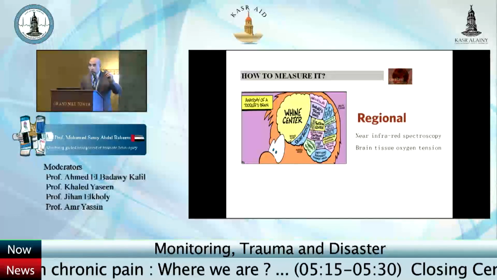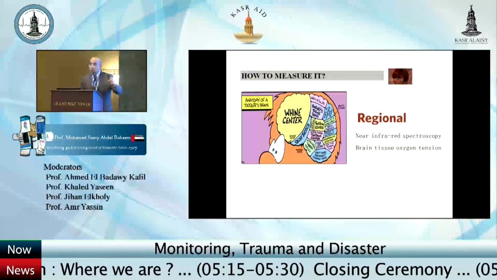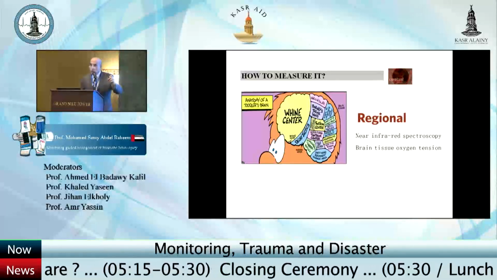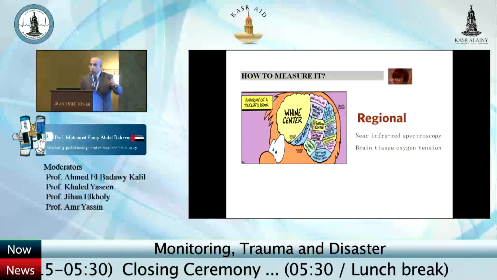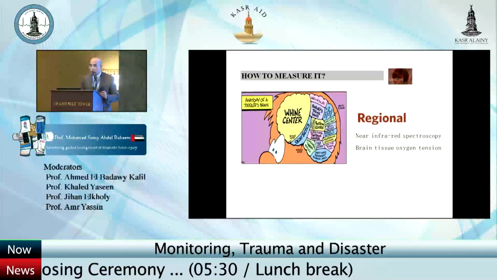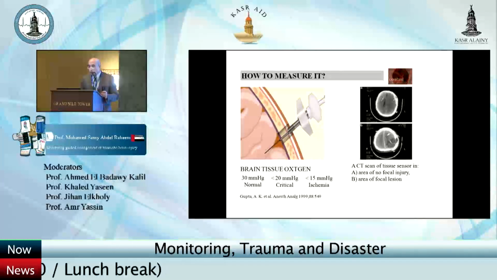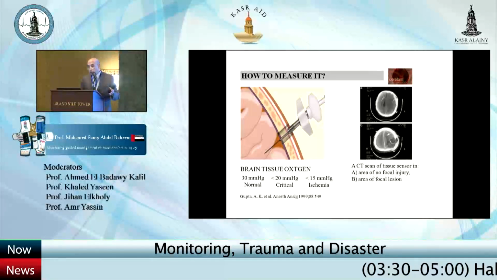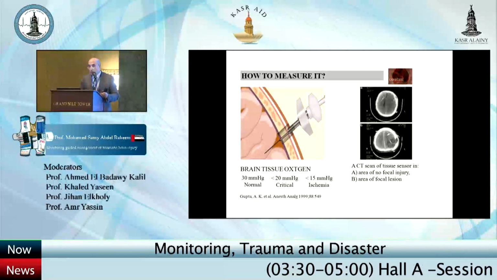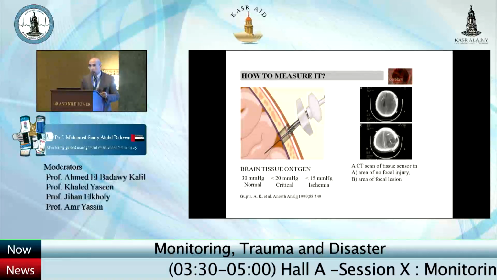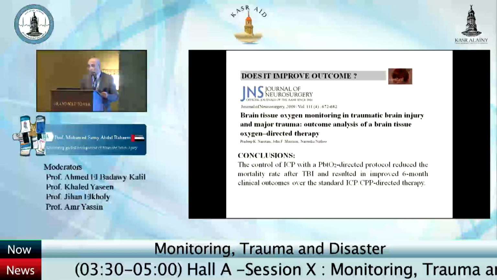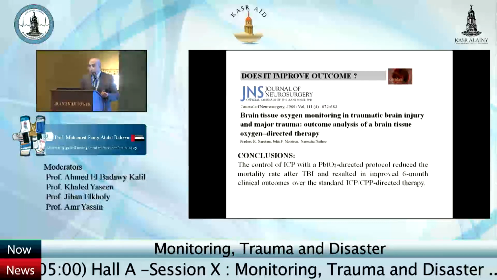I said that we can put a Bolt screw, measure ICP, and also we can put a miniature Clark electrode through this burr hole and measure brain tissue oxygen directly. And this, as you can see, is the brain tissue oxygen sensor, and we can put it at the area of focal injury or away from the area of lesion. The normal is 30, critical is less than 20, and ischemia happens if there's less than 15 millimeters of mercury of oxygen. Does it improve outcome?